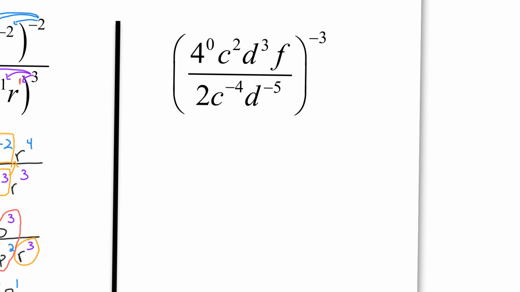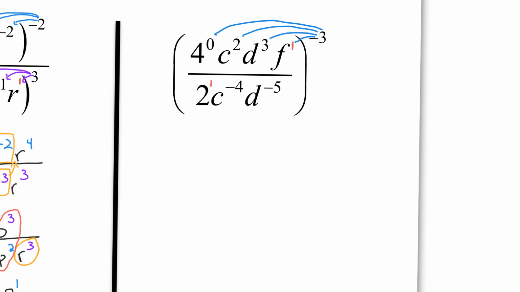So I'm going to multiply negative 3 to the 0 power, and you guys have the negative 3 to the second power, negative 3 to the third. F has an invisible 1 here, so I'm going to multiply negative 3 to the first power.